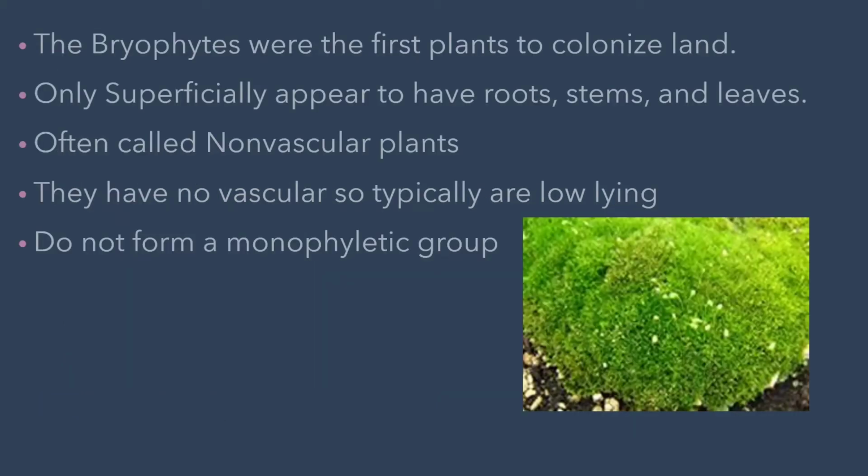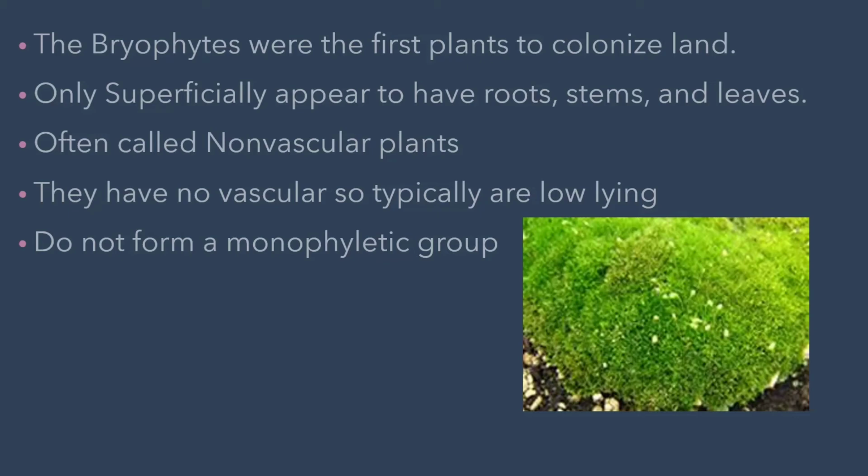I'll be talking about the evolution of bryophytes, the first plants that colonized land. So, what are bryophytes? They consist of liverworts, hornworts, and mosses. Bryophytes were the first plants to colonize land. They only superficially appear to have roots, stems, and leaves because, by definition, true roots, stems, and leaves must contain vascular tissue. Because they lack vascular tissue, they are often called non-vascular plants.